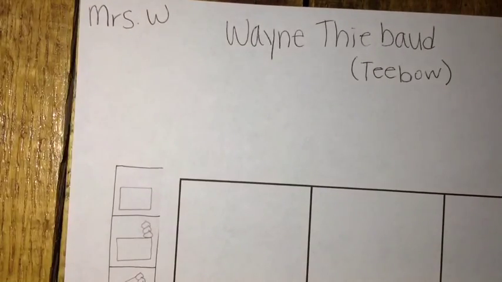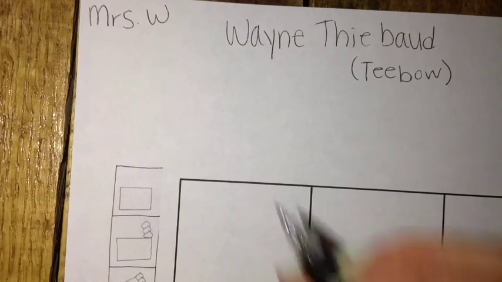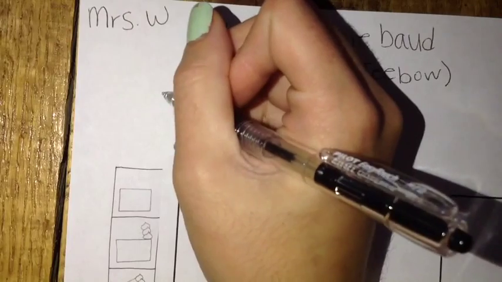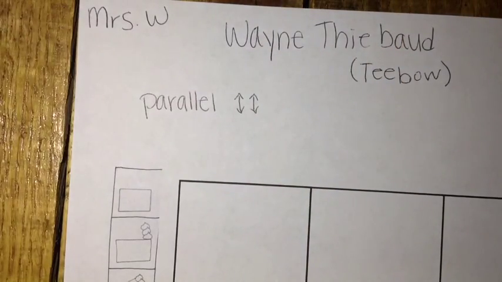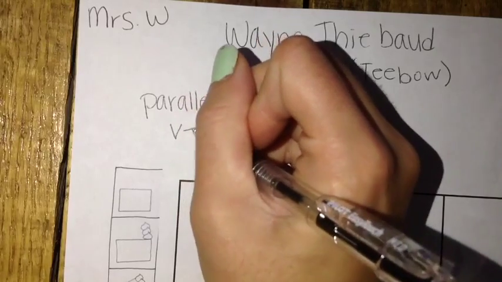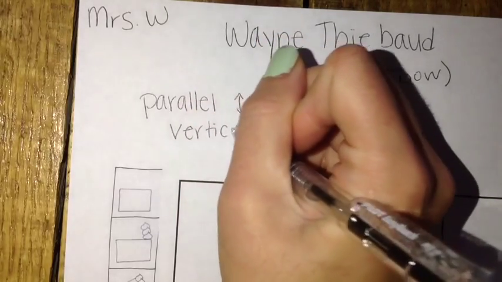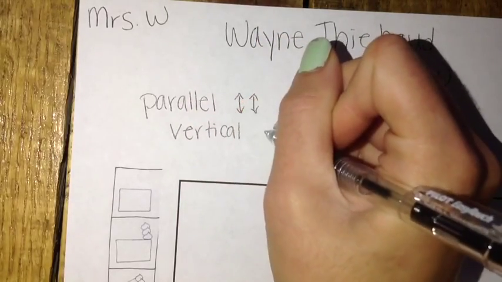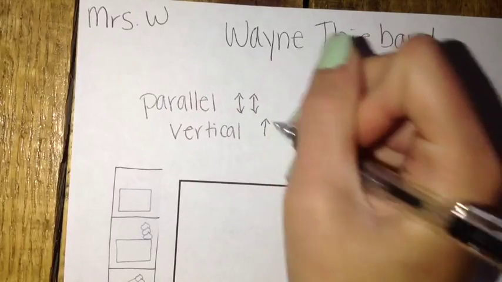Okay, so we're going to be using a lot of math words today, and the words that we will want to remember when we are drawing are parallel. And this is kind of a symbol for parallel. It means that the two lines are exactly the same. Okay, another word we'll want to remember is vertical. And we think of jumping up and down. Okay, so vertical means up and down lines.